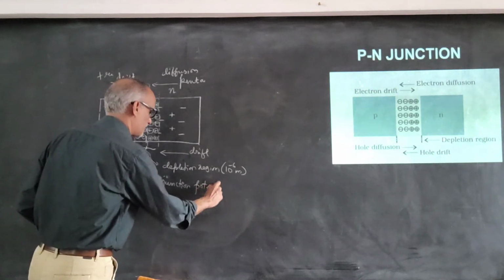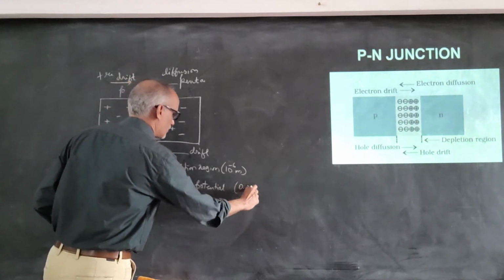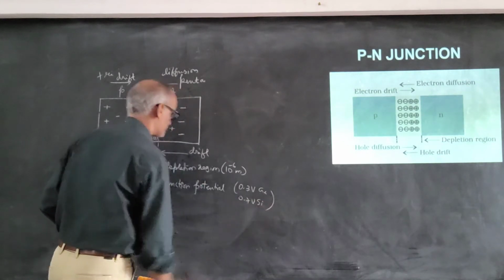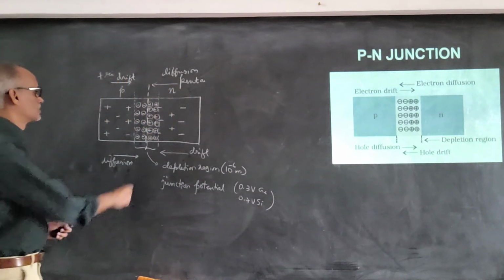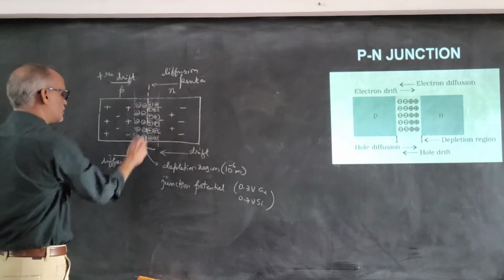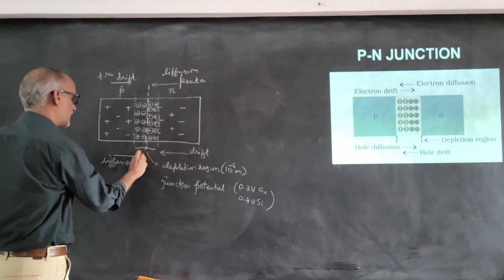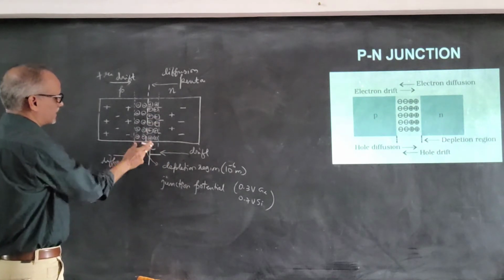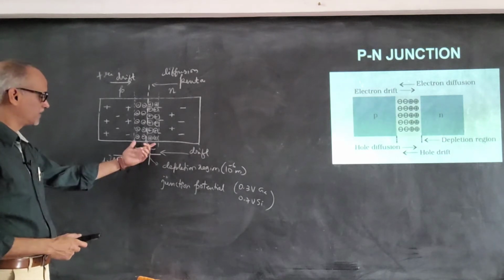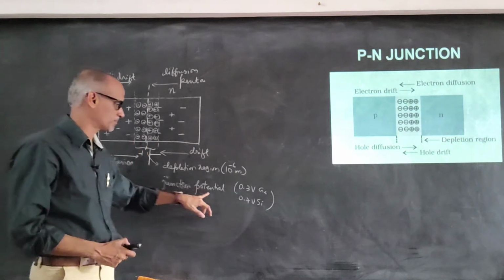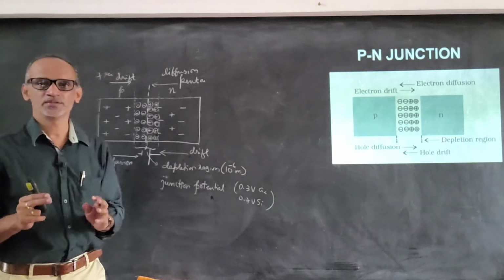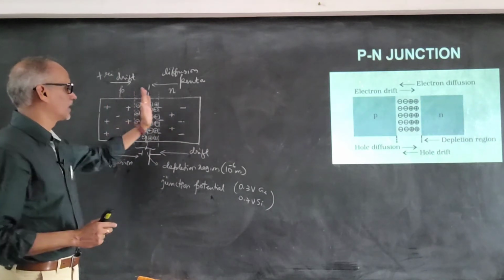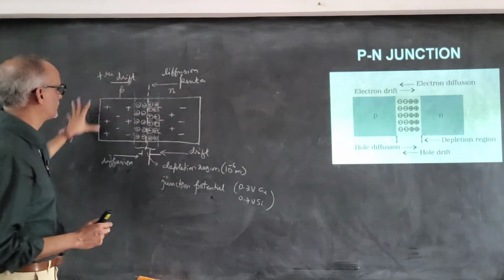It is also called the barrier potential, which is about 0.3 volt for germanium and 0.7 volt for silicon. Because this region acts like the negative terminal of a battery and this acts like the positive terminal of the battery, that creates a potential difference in the depletion region, and that potential is called the junction potential. The aim of this junction potential is to stop the movement of the charges from the N region to the P region.